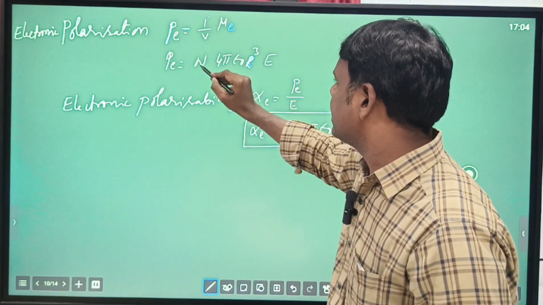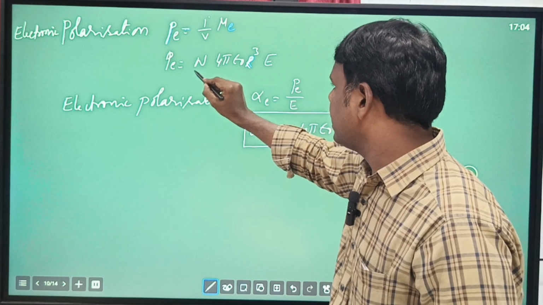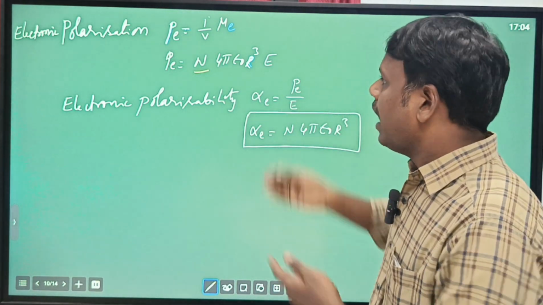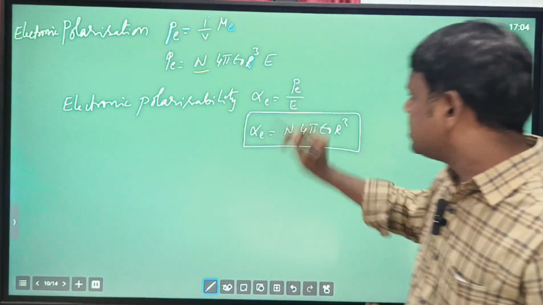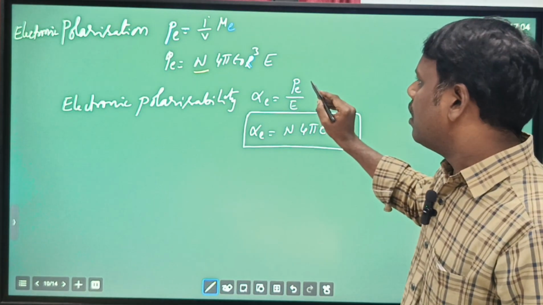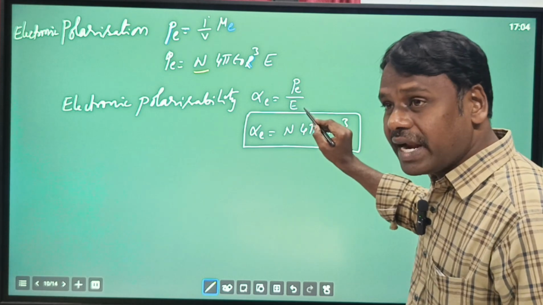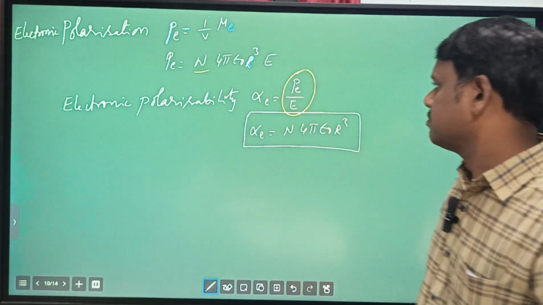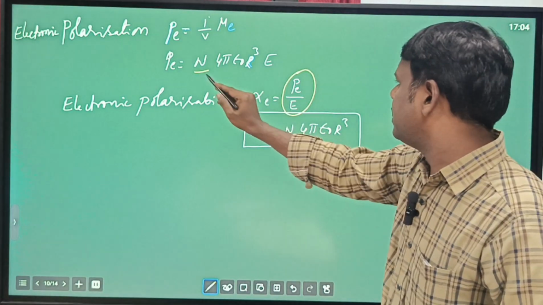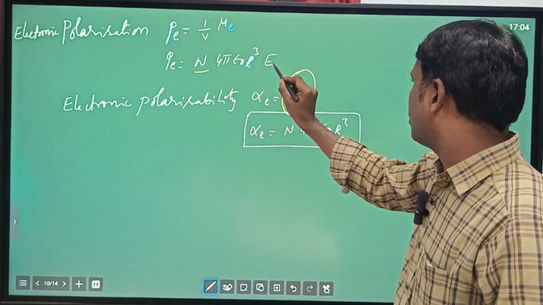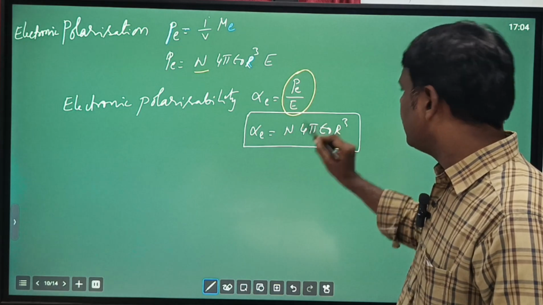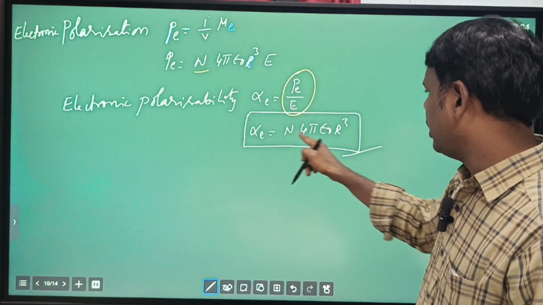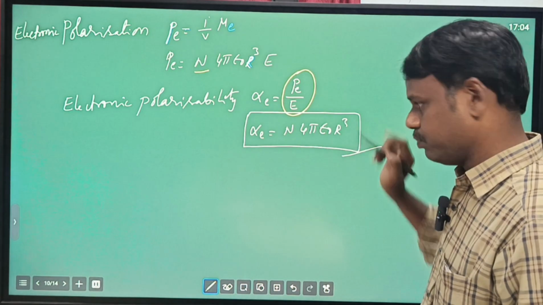1 by V can be written as N, capital N. So Pe is equal to N into 4 pi epsilon naught r cube into E. And electronic polarizability alpha e is equal to electronic polarization per applied electric field intensity E, so Pe by E. Already we have the value of Pe, N into 4 pi epsilon naught r cube into E divided by E. Totally, alpha e is equal to N into 4 pi epsilon naught into r cube.